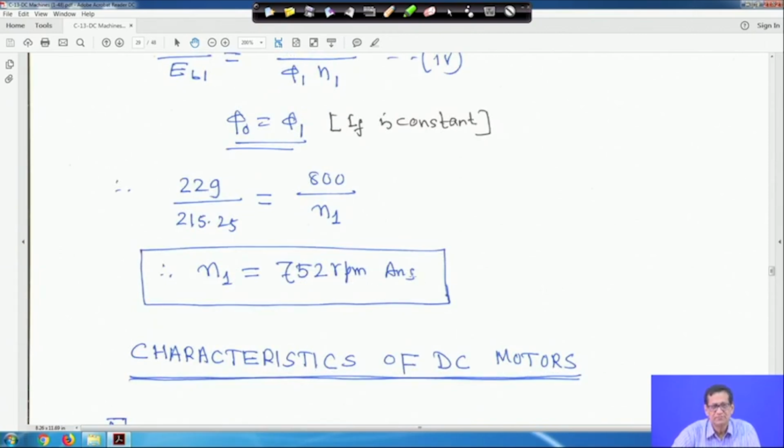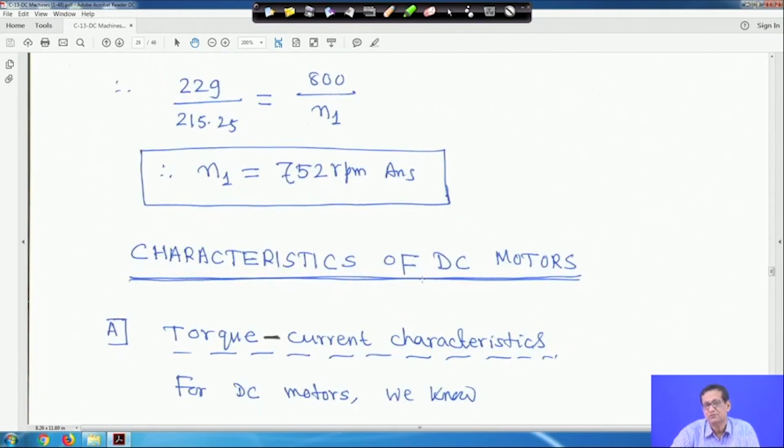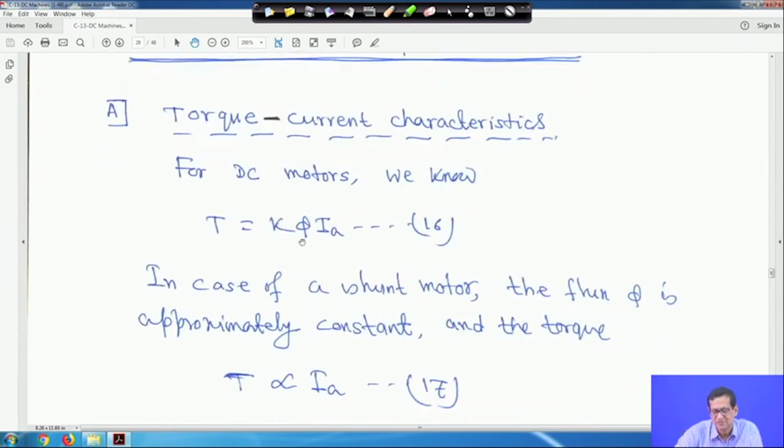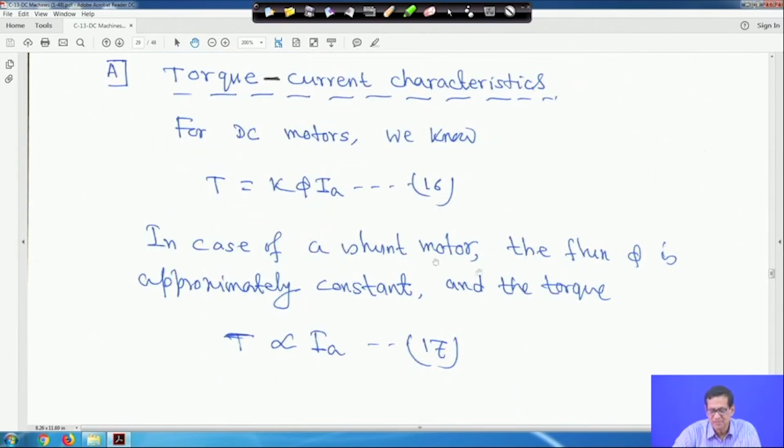Now, this is one example, we will take another 3 or 4 later. Now, characteristics of DC motors. First is the torque current characteristic. For DC motors, we know that torque is equal to K into phi into IA, right. Now, in case of a shunt motor, the flux phi is approximately constant and the torque is proportional to IA.